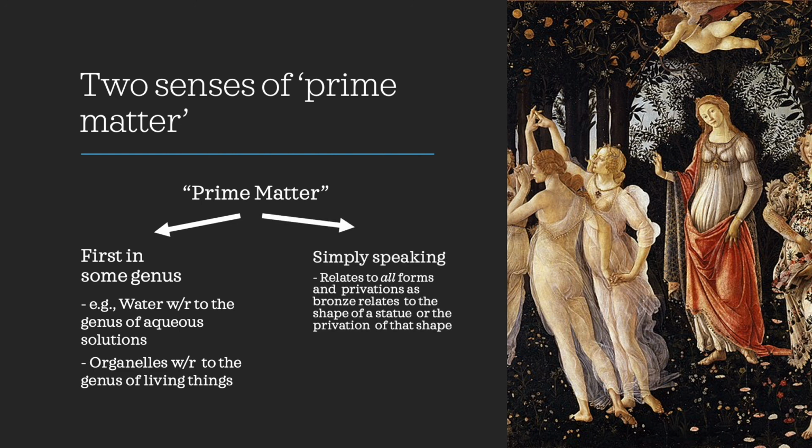On the other hand, when we speak about prime matter, we most of the time don't mean primary matter in some genus, but instead we mean primary matter simply speaking. In this case, prime matter relates to all forms, not just the forms of some genus, but all forms and all privations in the same way that bronze relates to the shape of a statue and the privation of that shape. In other words, primary matter, simply speaking, is deprived of all form and all privation.